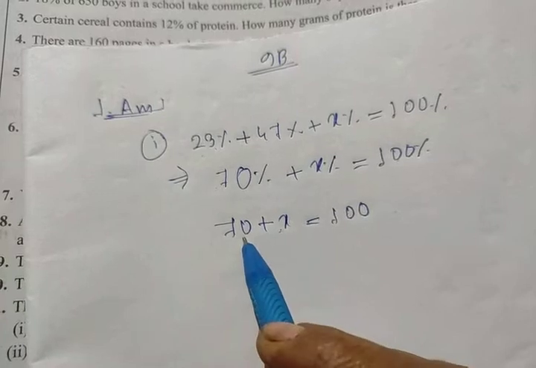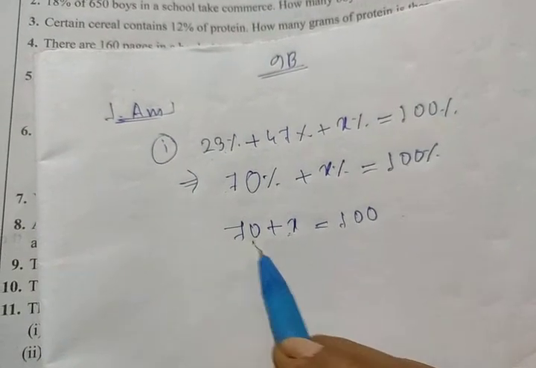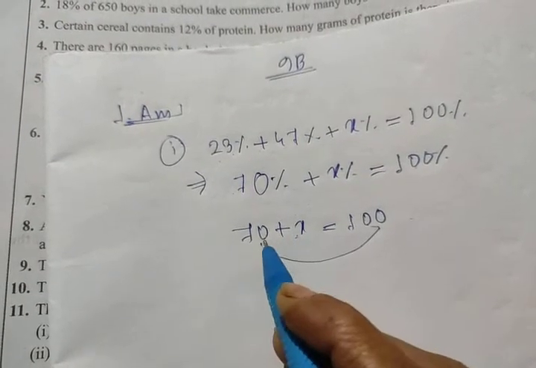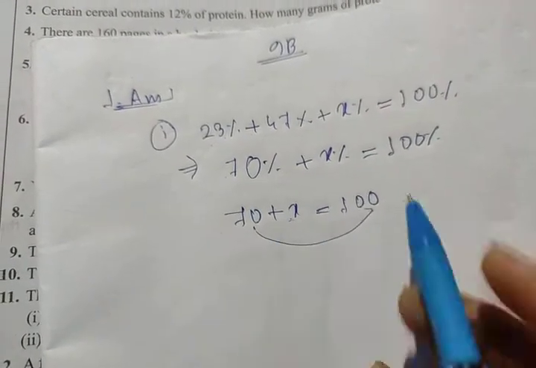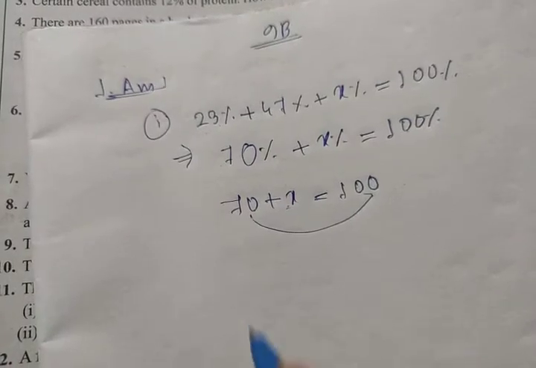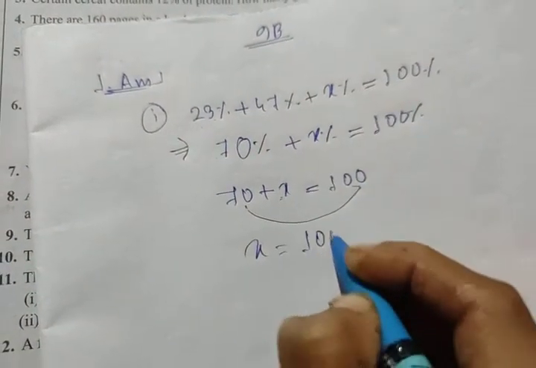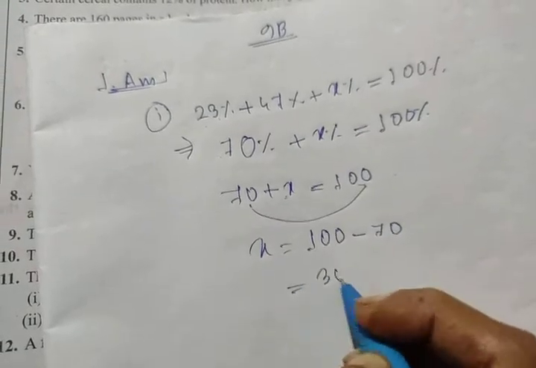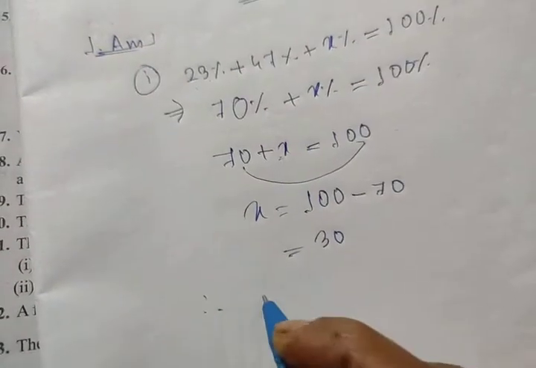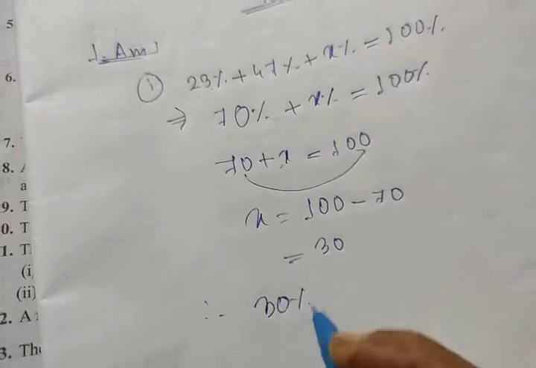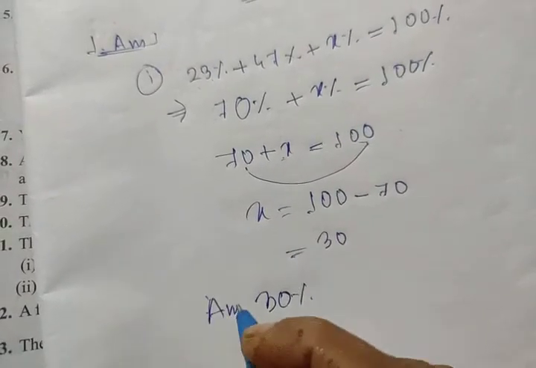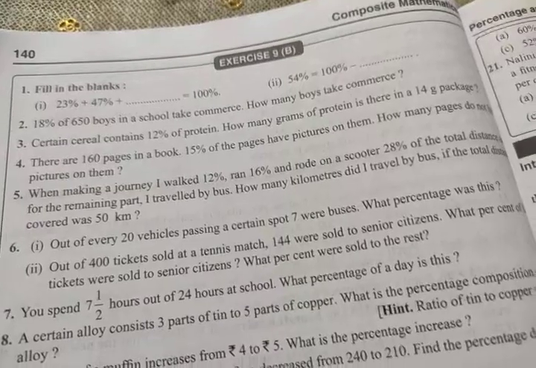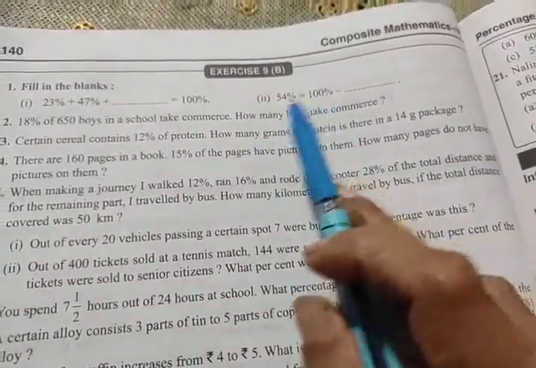We can shift the 70 to that side. Here 70 is plus with x, so when it is shifted to the other side, it will become minus. Therefore x is equal to 100 minus 70, which is 30. Therefore the value will be 30%. Our answer is 30%. I think this is clear for everyone. Similarly, solve number 2 also.